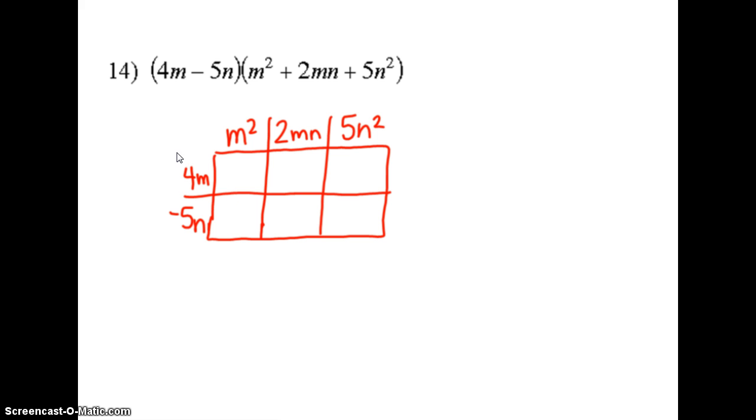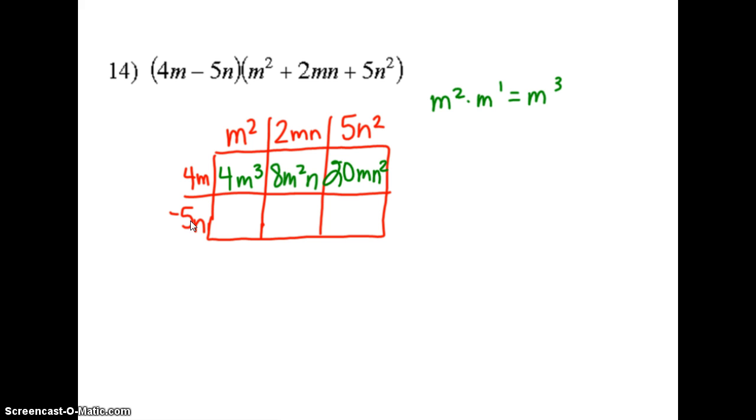Alright, so let's begin. 4m times m squared is 4m cubed. This is a common mistake here. Don't forget, m squared times m to the first, you add the exponents, m cubed. Alright, 4m times 2mn is 8, and then count how many m's you have. 2, and 1n. So 8m squared n. Now 4m times 5n squared would be 20mn squared. Now I'm putting the m first because it's alphabetical order.